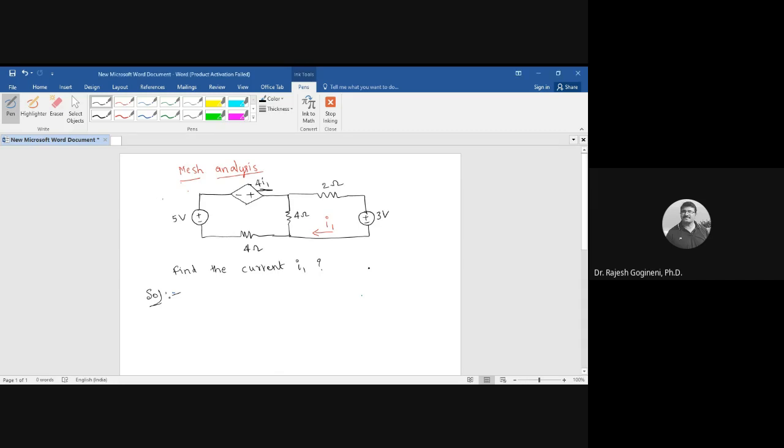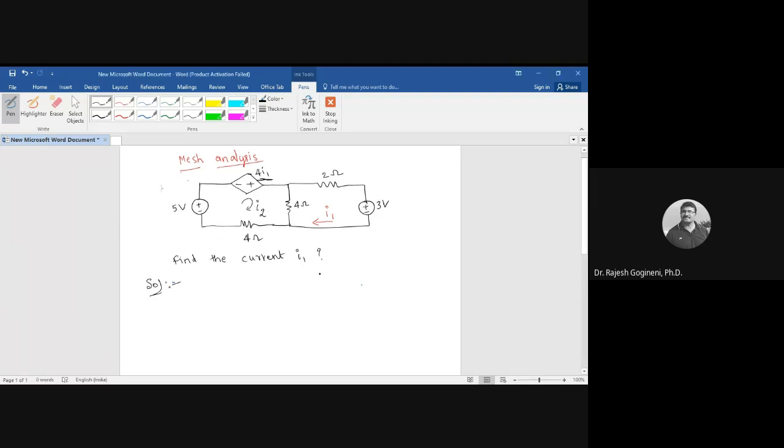Already it is given that in the second loop the current I1 is flowing. So you assume the current flowing in the first loop as I2. The current in the first mesh is I2, because the problem already gives that the current flowing through the second mesh is I1.